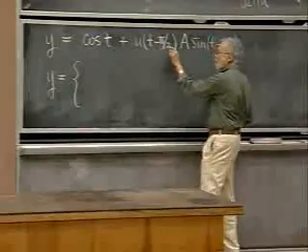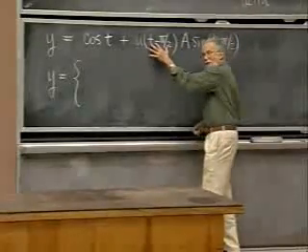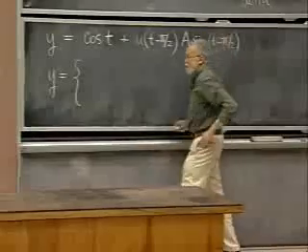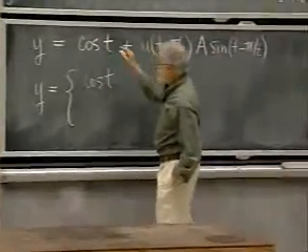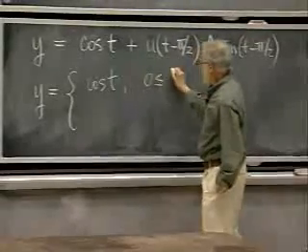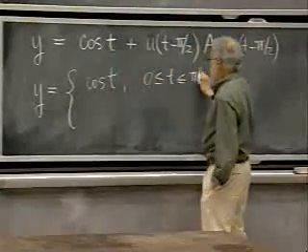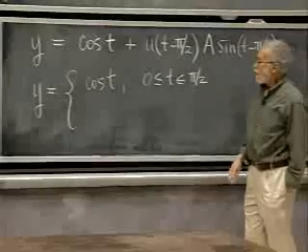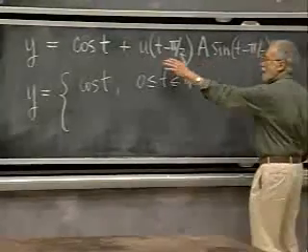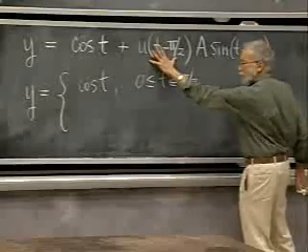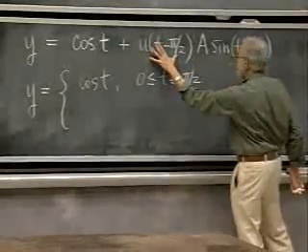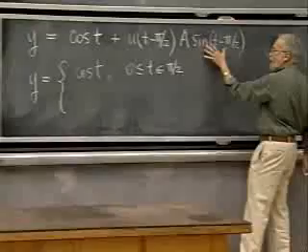Now, if t is less than pi over 2, this is 0, and therefore that term doesn't exist. So the first part of it is just the cosine t term if t lies between 0 and pi over 2. What if t is bigger than pi over 2? Then this factor is 1. It's the unit step function, and I therefore must add in this term.